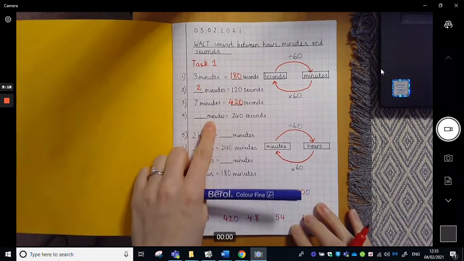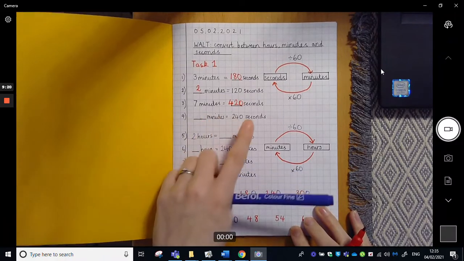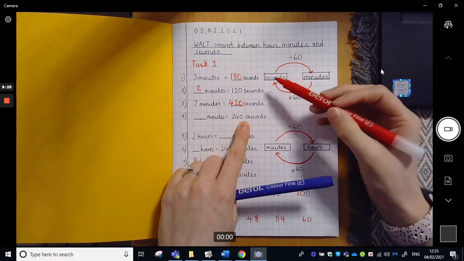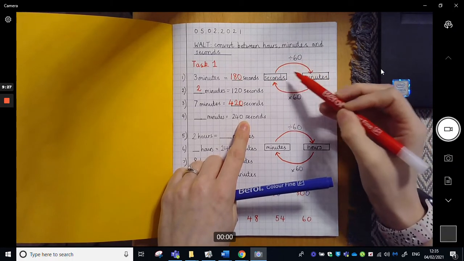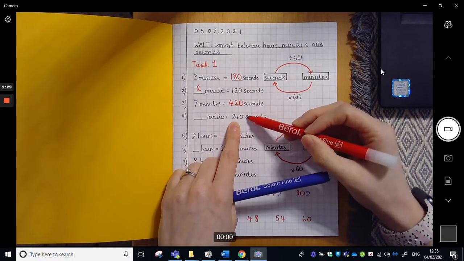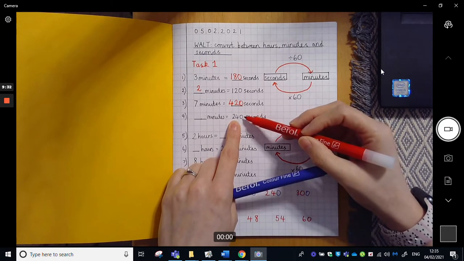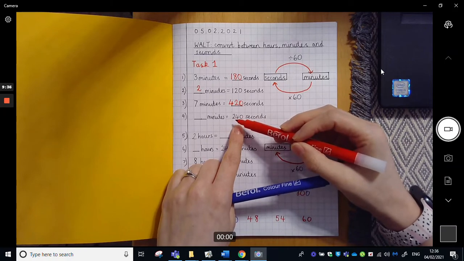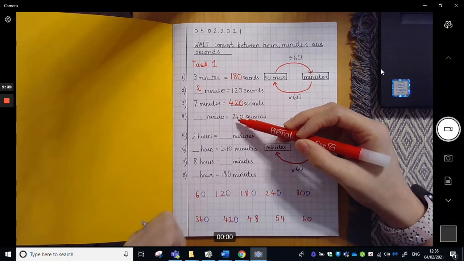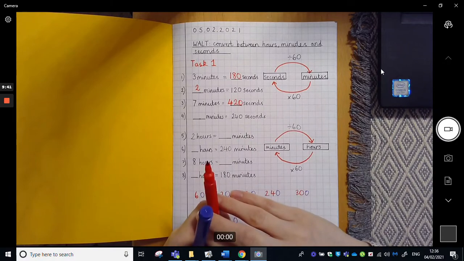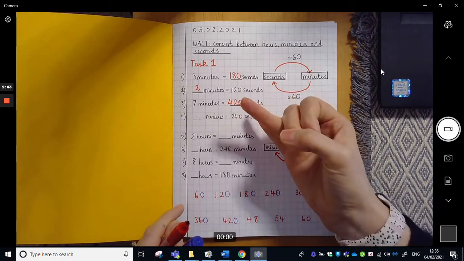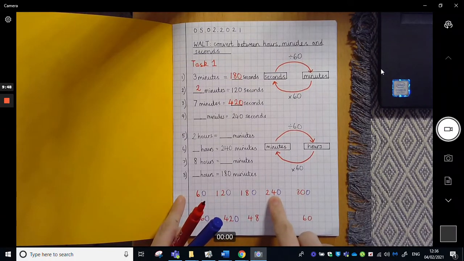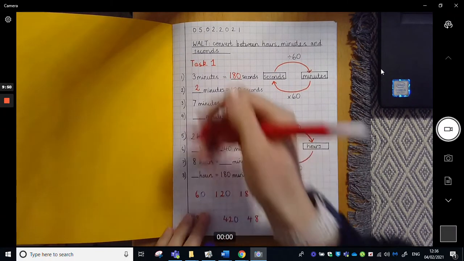Okay, final one with minutes and seconds. So this time again, I've got my minutes missing and I've got my seconds, there's 240. So remember, from seconds to minutes, I need to divide. So 240 divided by 60. So think about 24. How many 6s are there in 24? 24 divided by 6. Do that in your head. Okay, you've got 6, 12, 18, 24. So I can use this to help me as well. 240 seconds would be 4 minutes.